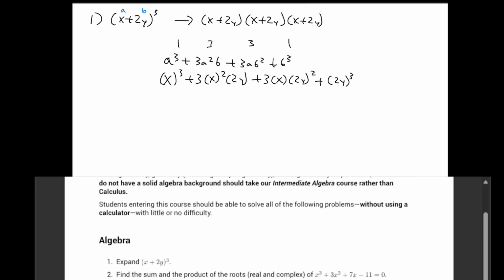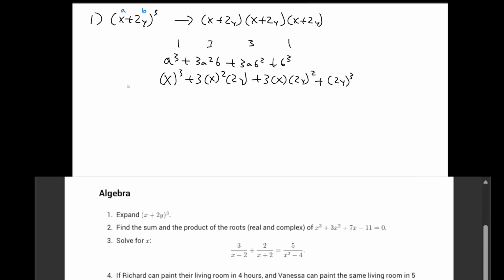Okay, the second problem is find the sum and product of roots, real and complex, of x cubed plus 3x squared plus 7x minus 11 equals 0. So there are two real ways of doing this. The first way is not the way I'd recommend. This is just if you have no clue about the special Vieta's formulas.